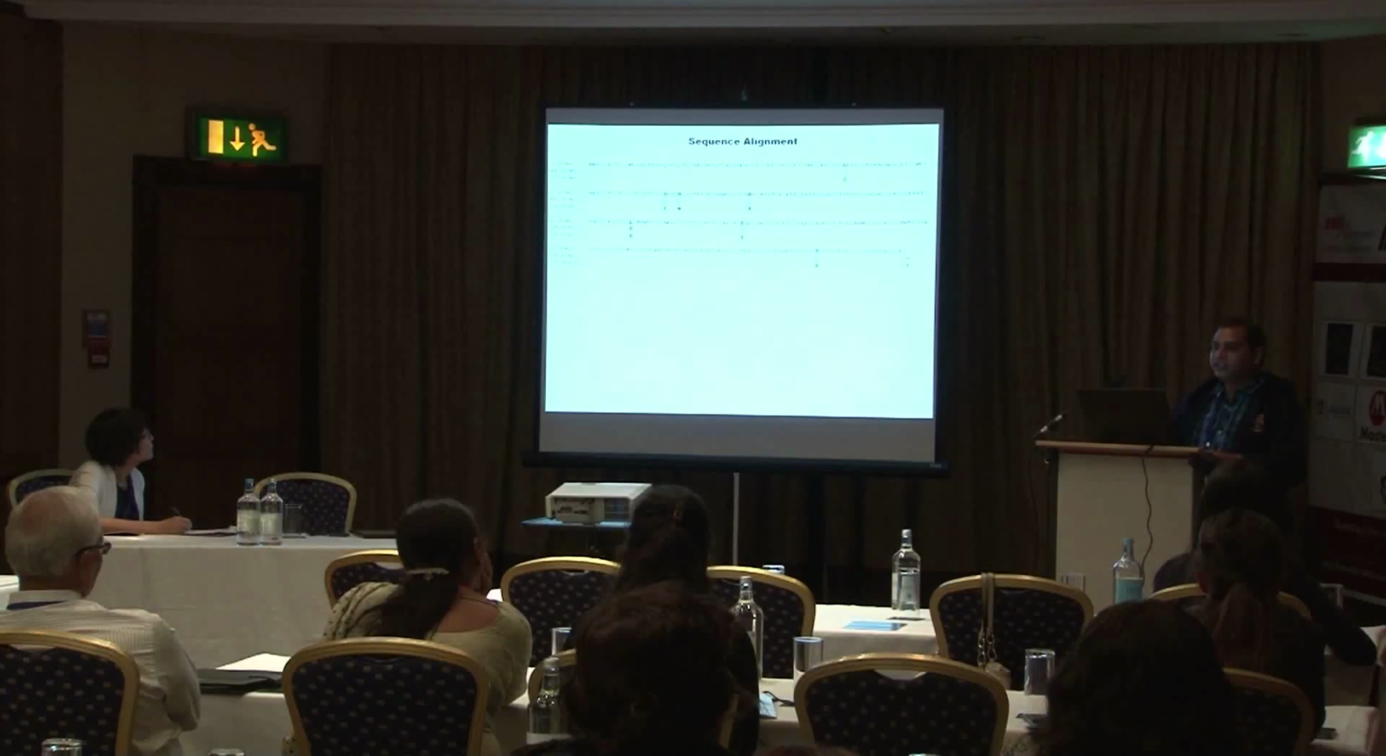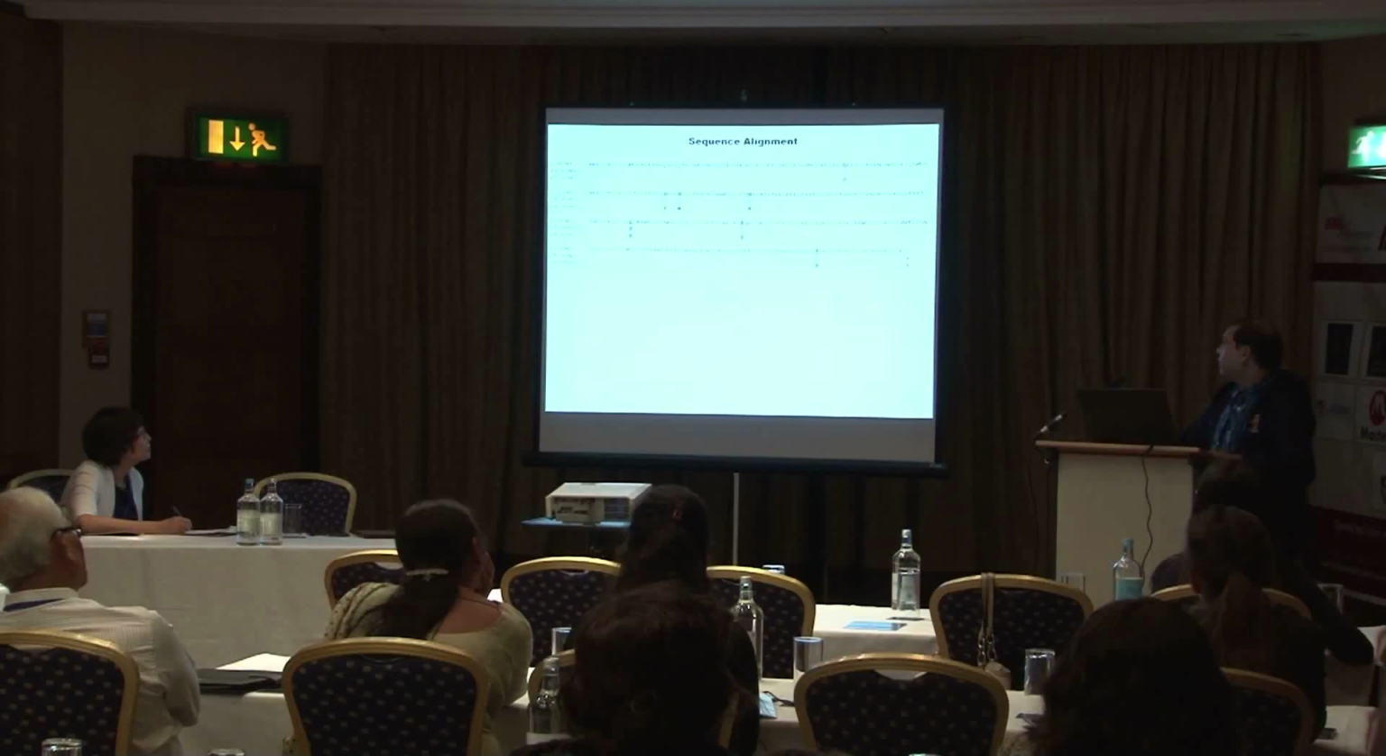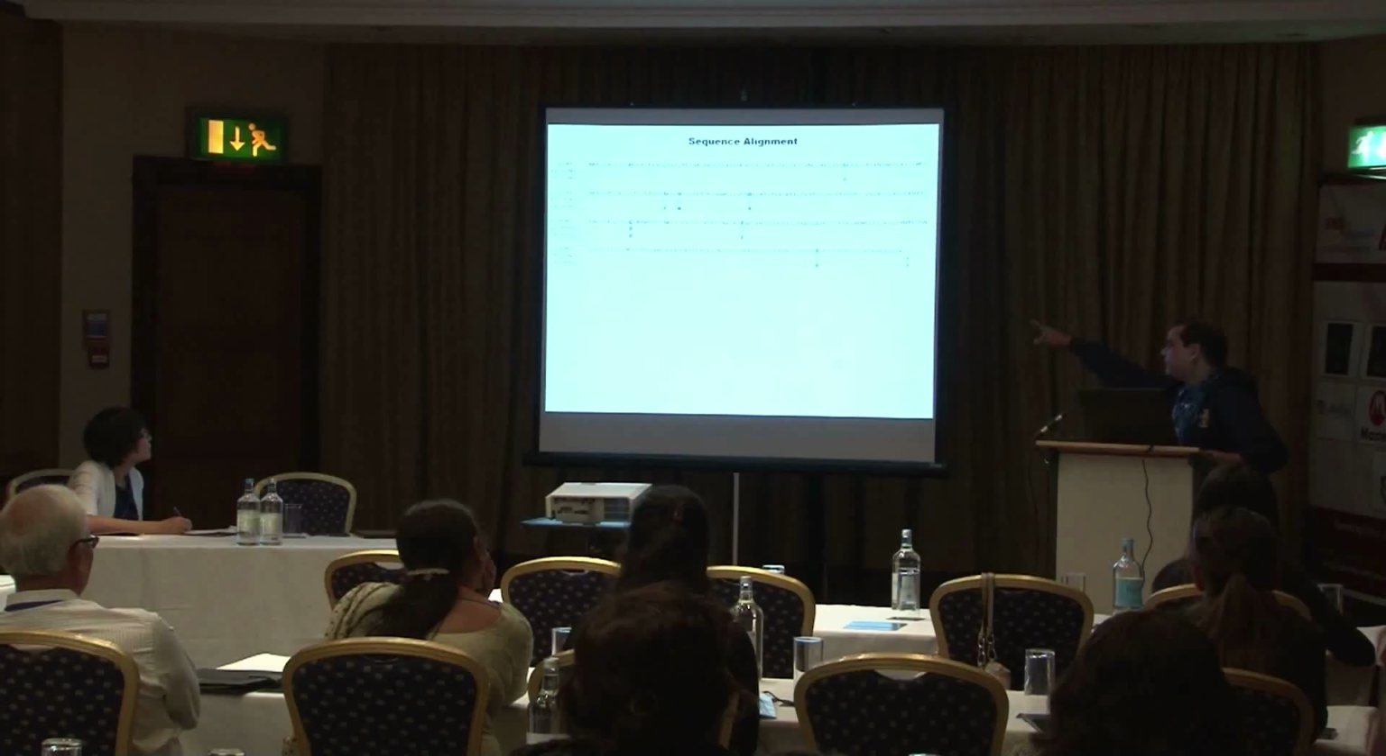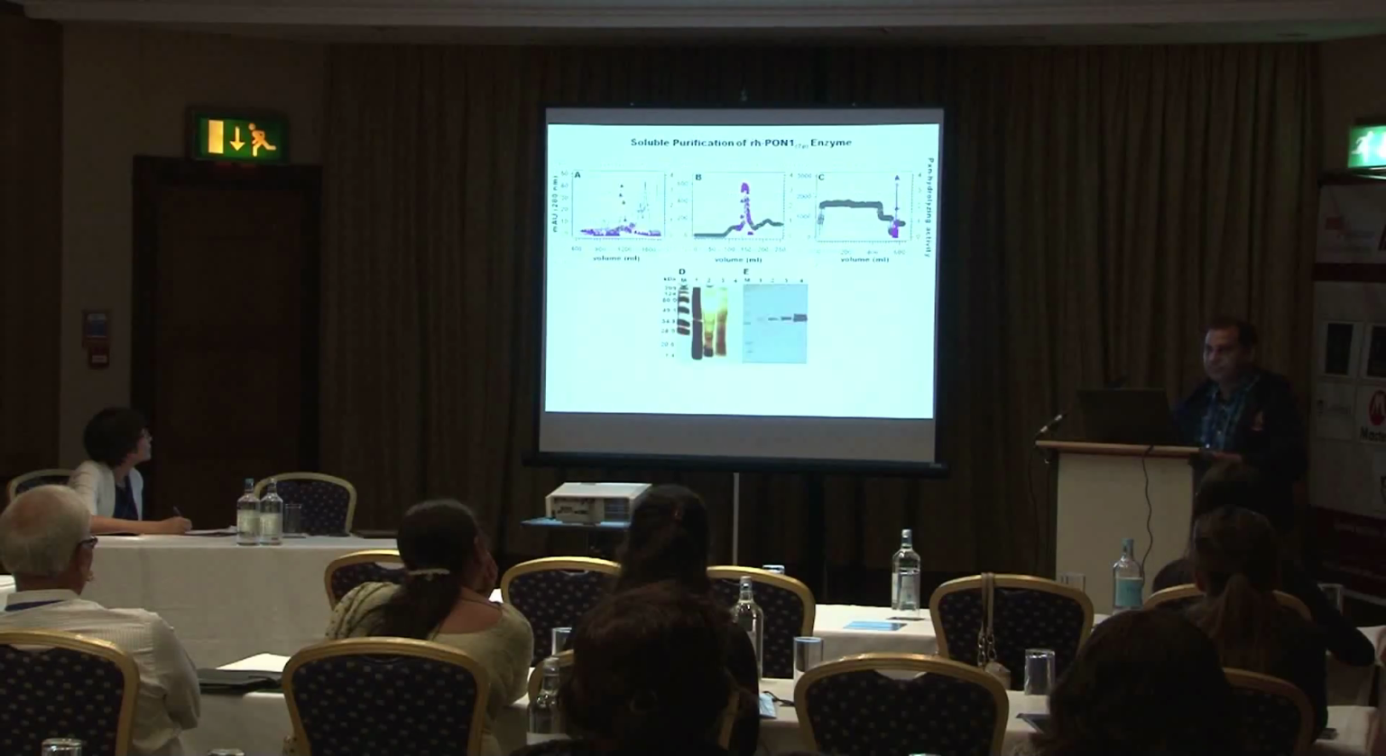Here this is a multiple sequence alignment. We can see the naturally occurring PON1, wild type, and 7p. The shaded area represents the difference in amino acids at particular positions. After that, we did the soluble purification of this enzyme. It was done by 3 chromatographic procedures.